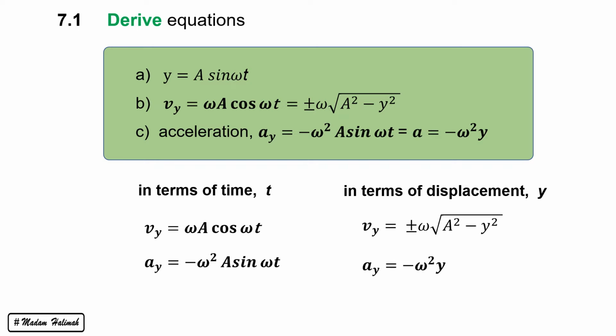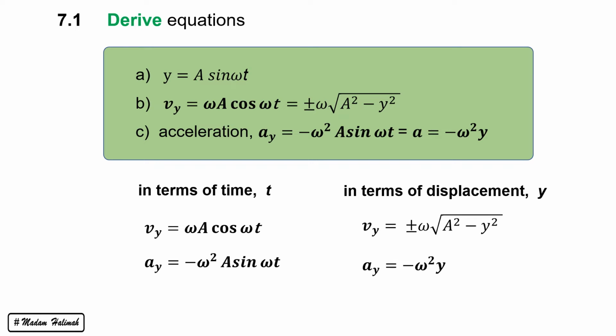Seterusnya kita akan derive equation. Displacement in term of time t, kita akan dapat y is equal to a sin omega t, vy is equal to omega a cos omega t, or is equal to plus minus omega square root a square minus y square.